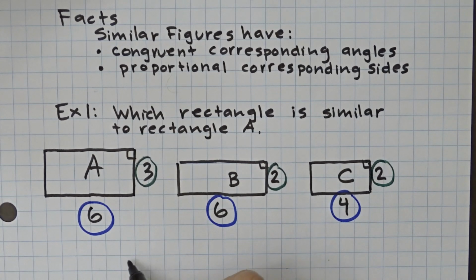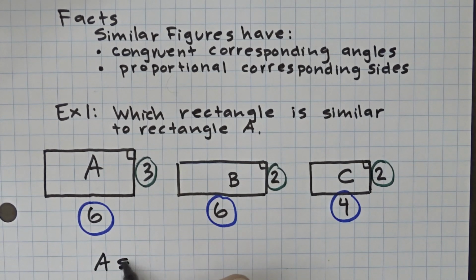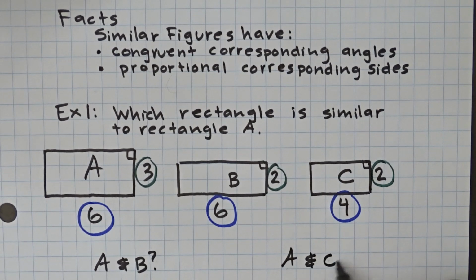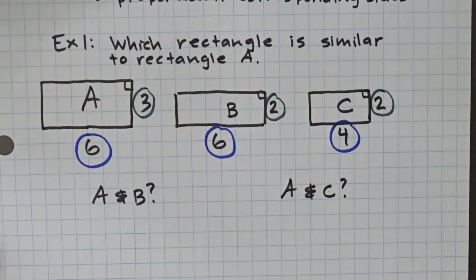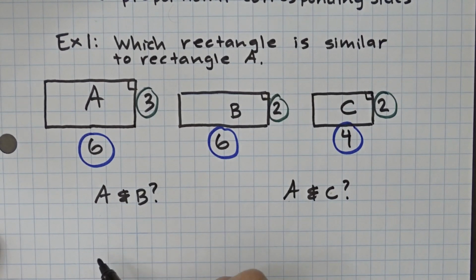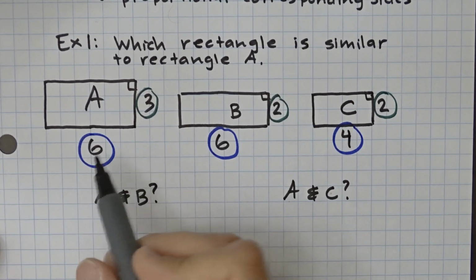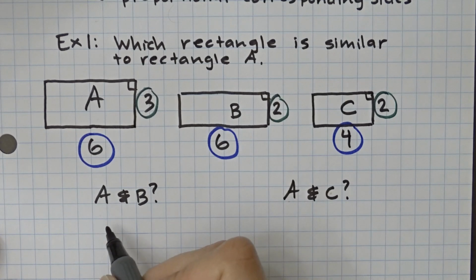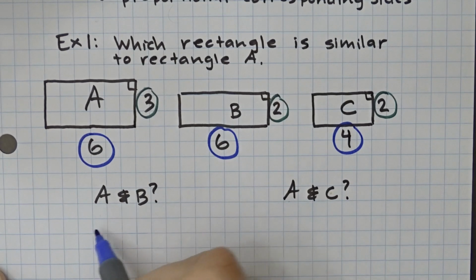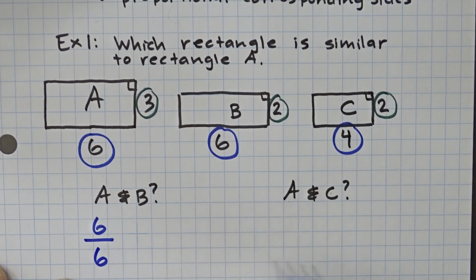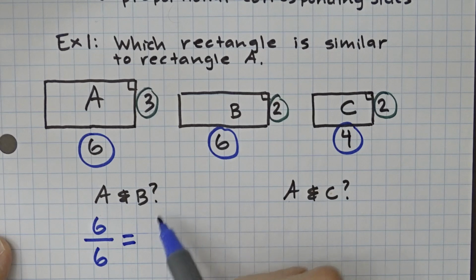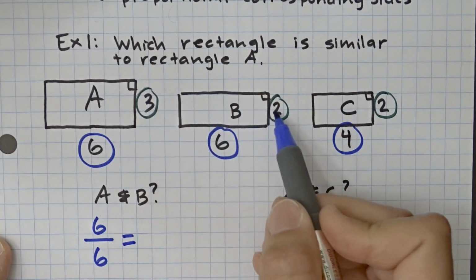So first I want to compare, is it going to be A and B are similar? Or is it A and C that are similar? So let's see. How do we set up a proportion? Well, A, side 6, corresponds to side 6 on this B. So we're going to say 6 corresponds to this 6. And is that a proportion that's equal to 3 corresponds to 2?